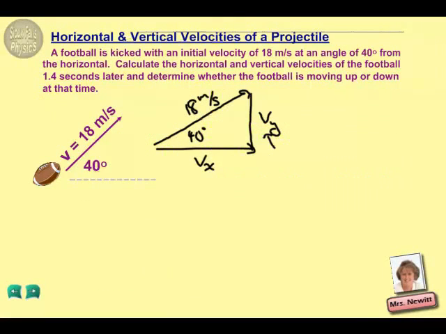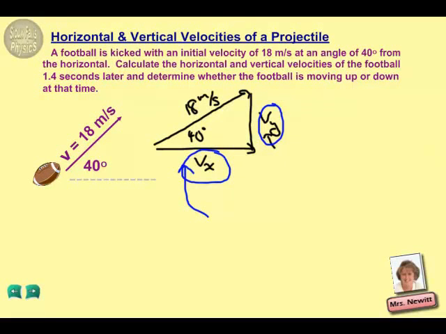Now to speed things up a little bit, we've done some of the math already. Notice that here we have drawn out that resultant triangle. We have the 18 meters per second at 40 degrees, and we've got then our horizontal velocity and our vertical velocity.